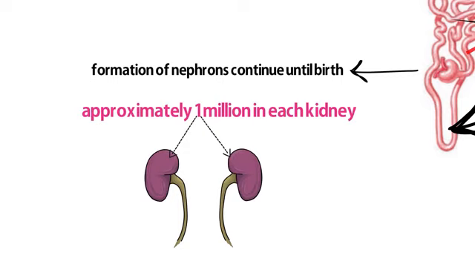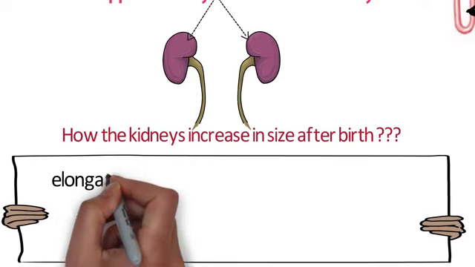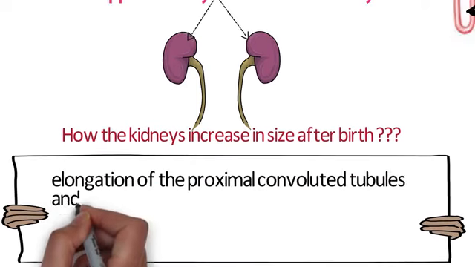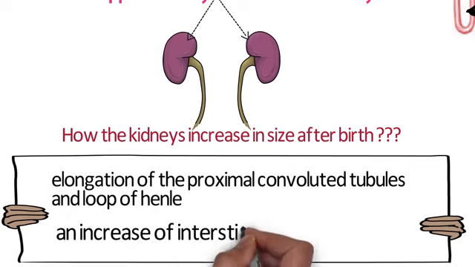As I told you, nephrogenesis continues until birth. Then there is a question: how do the kidneys increase in size after birth when there is no nephrogenesis? The answer is number 1, the elongation of the proximal convoluted tubule and loop of Henle. Number 2 is the increment of the interstitial tissue, which will cause the kidney to increase in size.